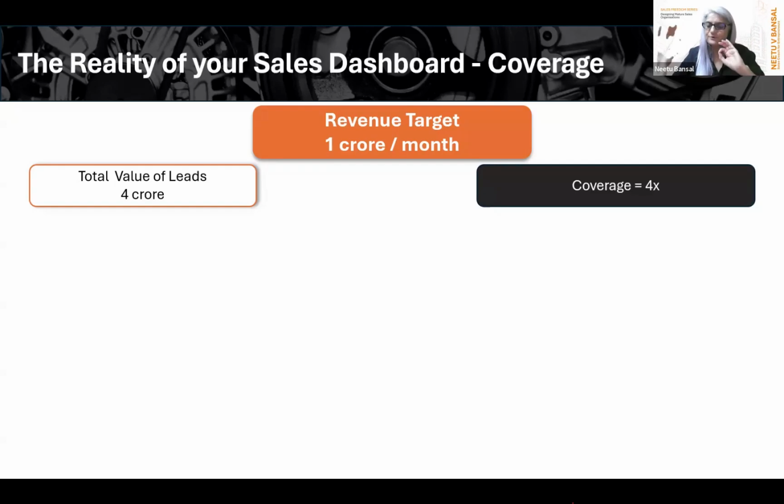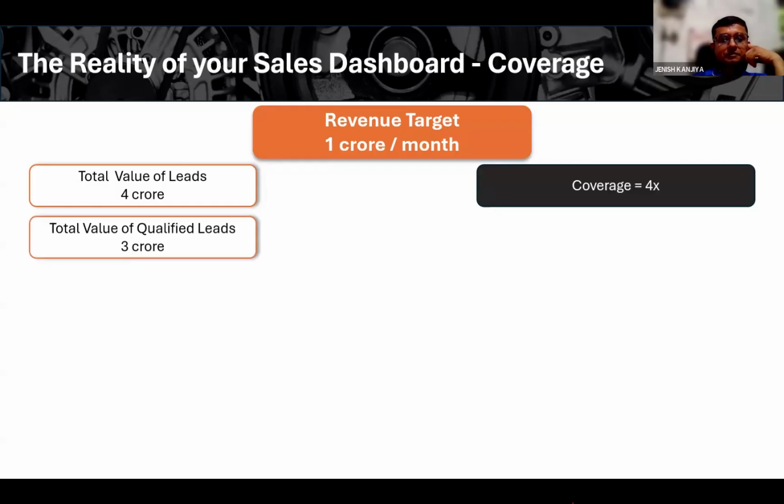That is my coverage is 4x. Is this good, guys? Is this a good number? It depends on your conversion ratio. Okay, so let me look at the next one. Okay, I will tell you out of these 4 crores, 3 crores is qualified.